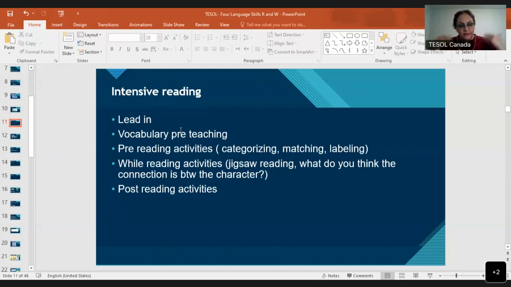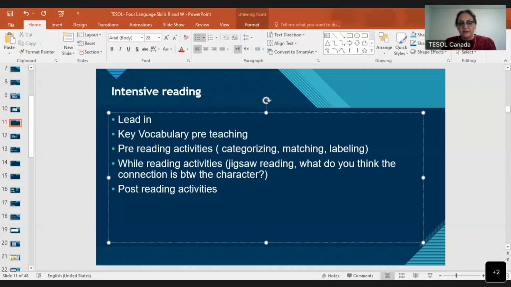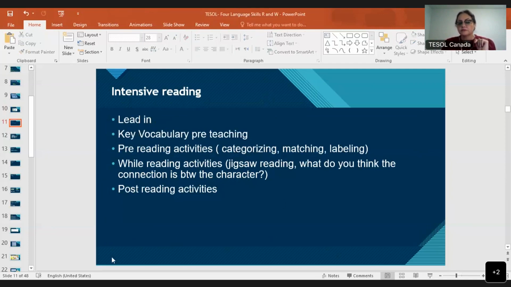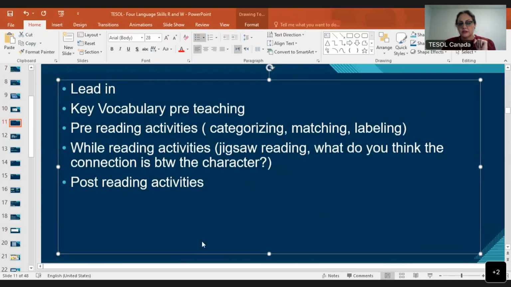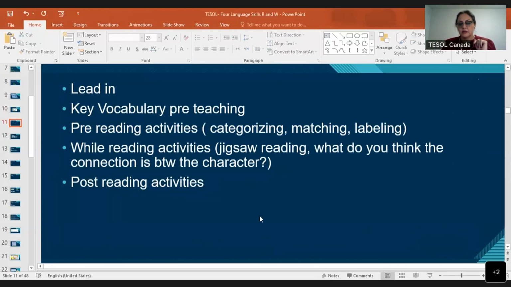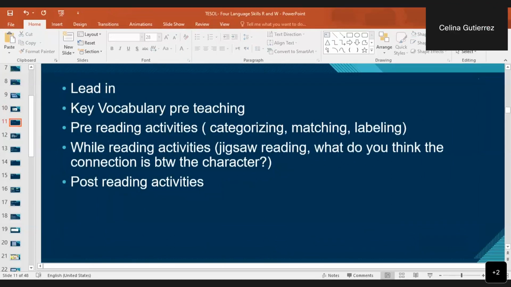So activate their background knowledge, lead them to the context and put them in the context. Then we need to pre-teach the keywords, not all the vocabulary, but the key vocabulary. So what do I mean by key vocabulary? Do you have any ideas? Words that are relevant to the topic we're working on.